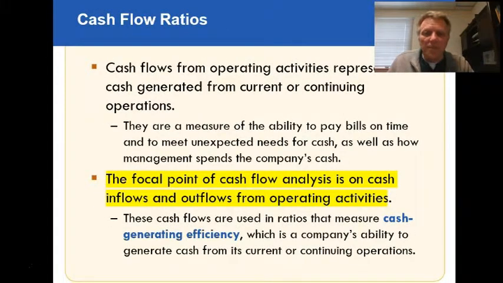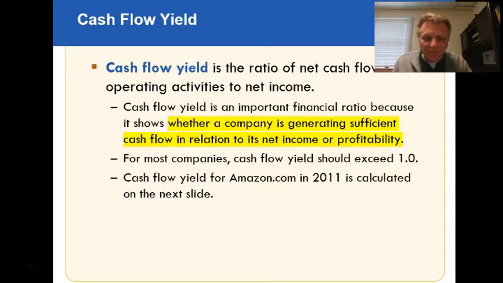Let's look at the cash flow ratios from a 20,000 foot view. These are all around the operating activities, so not financing and not investing activities, all around the operating activities section of the cash flow statement. The cash flow yield ratio is a ratio of net cash flows from operating activities compared to net income off your income statement. It gives you an idea whether a company is generating sufficient cash flow in relation to its net income, or its profitability, if you want to think about it like that.